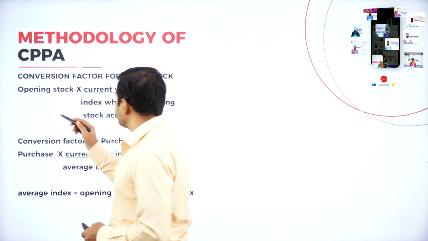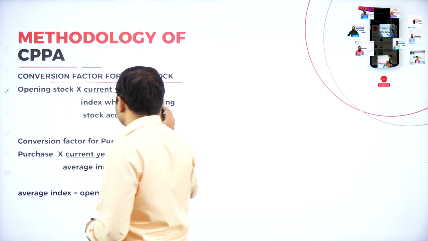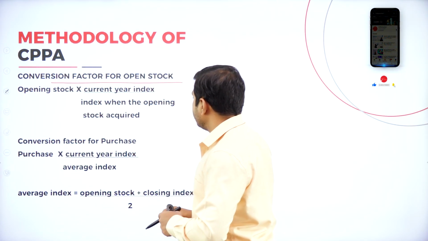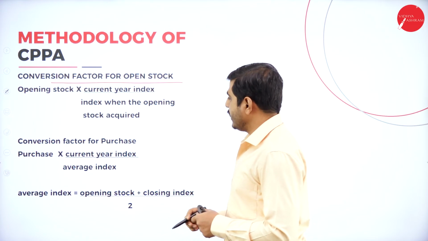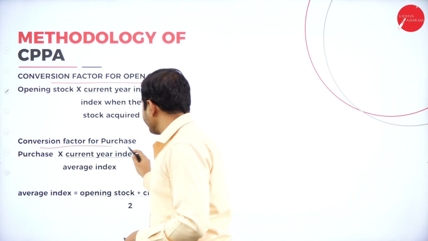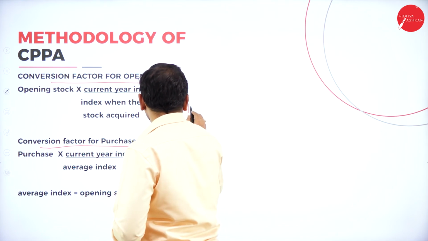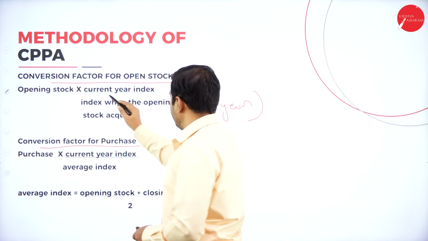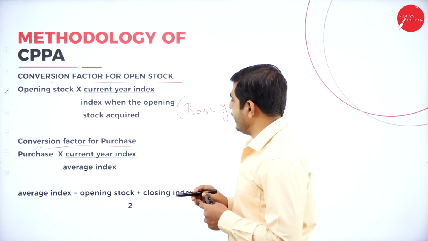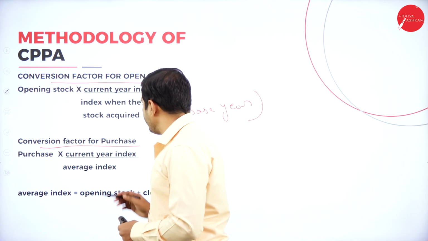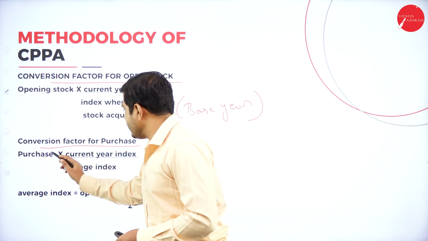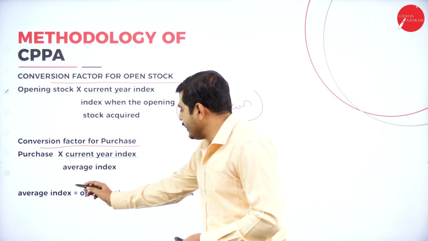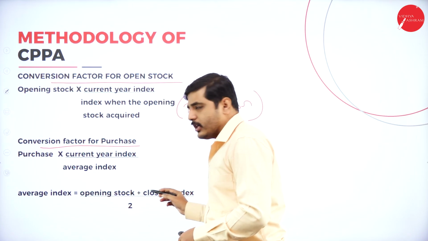So what are the conversion factors for opening stock? Opening stock into current year index divided by index when the opening stock was acquired. Next one, conversion factor for base year: current year index divided by base year index. Here also, conversion factor for purchase: purchase into current year index divided by average index. So average index equals opening stock plus closing stock divided by 2.